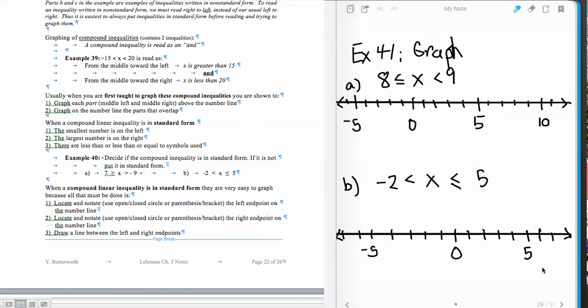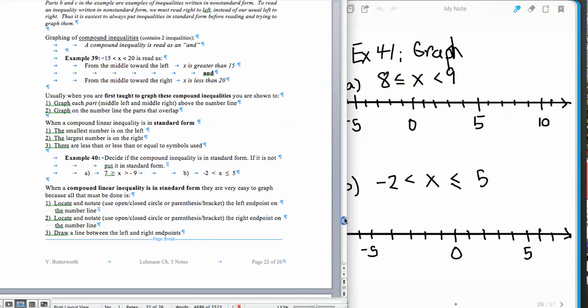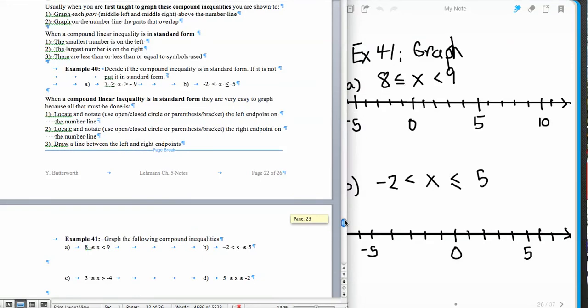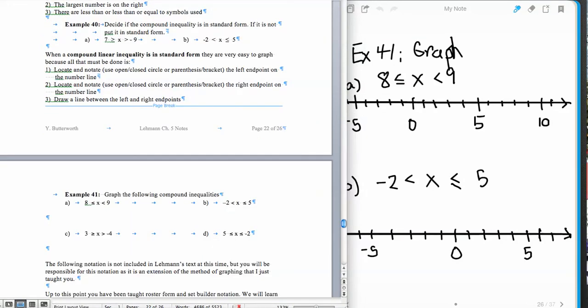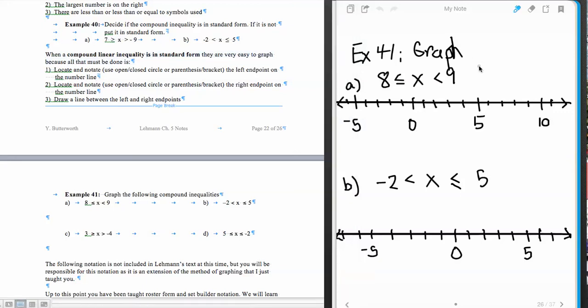Okay, now let's go ahead and graph the following inequalities using the compound inequality. I would like to do the first one the old way of doing it, and then we'll just continue on with the methodology that I have described here, which is locate and notate the left endpoint, locate and notate the right endpoint, and draw the line in between them. But this is only if they're in standard form. They must be in standard form. So we'll just do it the simple way the second time around.